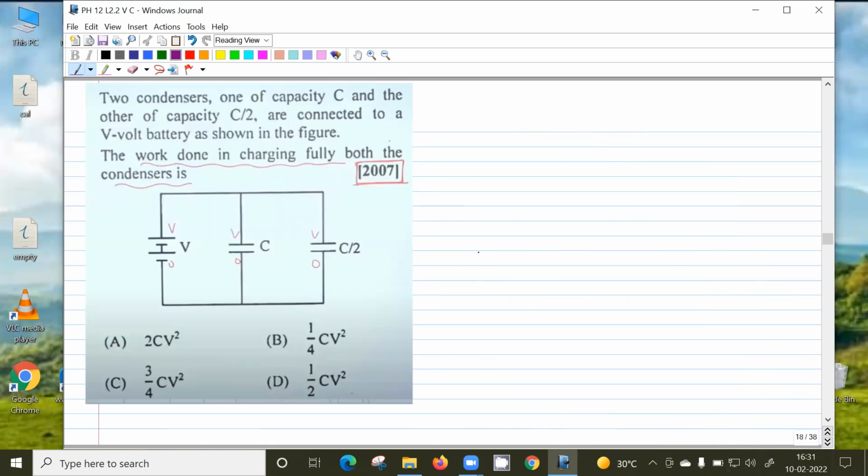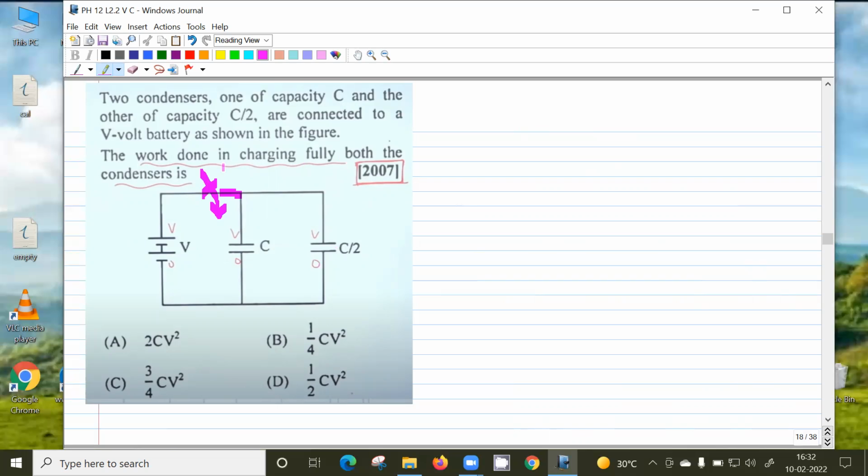Okay, let's try to solve this problem, 2007. Two condensers, one of capacity C, another of capacity C by 2, are connected by a V volt source. The work done in charging fully both the condensers is? Initially, say there is a switch here which is open. So initially, what will be the charge on these two? Zero. That is the starting condition.